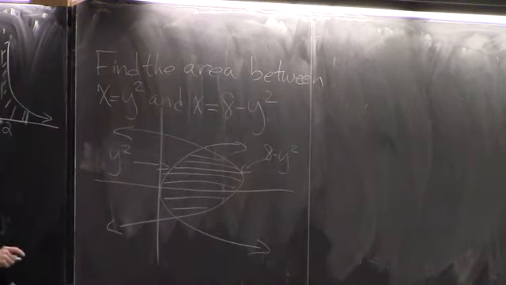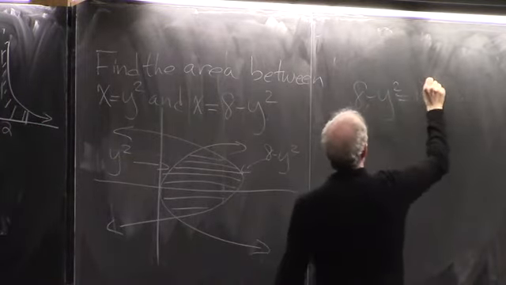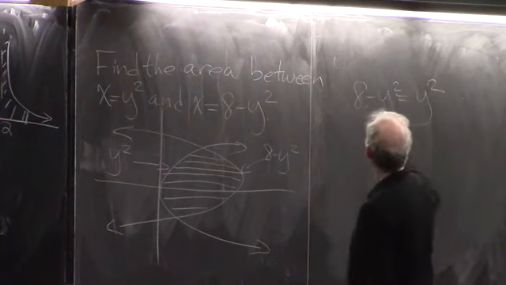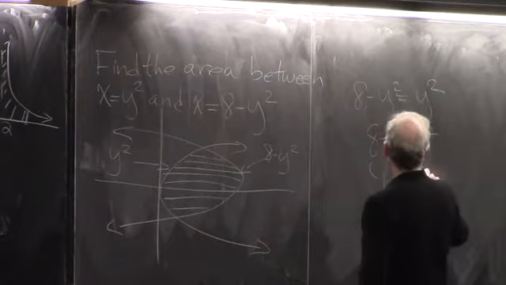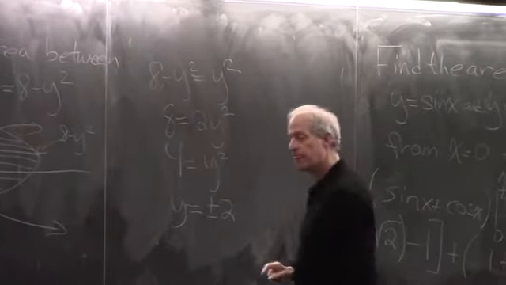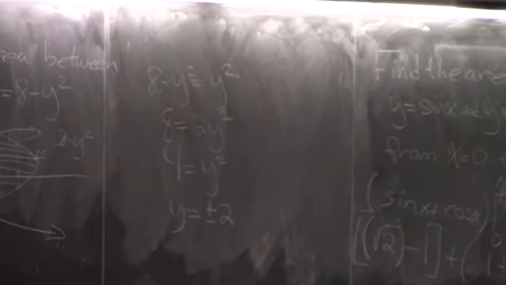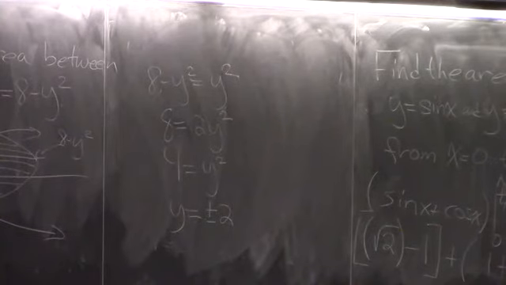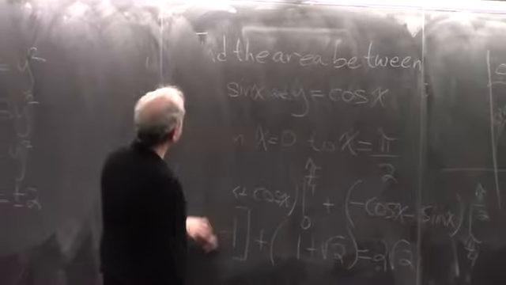So where do they intersect? Well, 8 minus y squared equals y squared, so 8 equals 2y squared, 4 equals y squared, so y is plus or minus 2. Okay? So down here is at y equals negative 2, and up here is at y equals 2. It's the same idea as before. You integrate from minus 2 to positive 2.